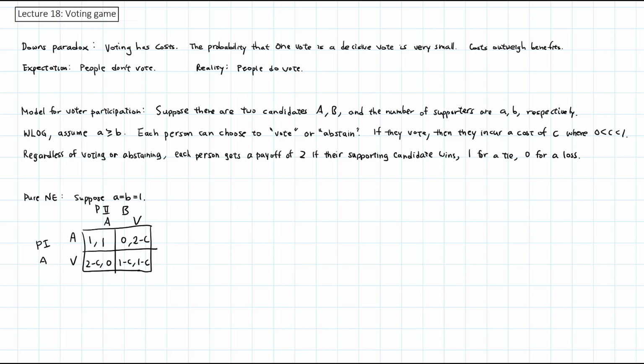Now this payoff table might look a little bit familiar to you, as it has a similar setup to Prisoner's Dilemma. If both players vote, they get lower utility than if both players abstain. So voting is like stealing here.